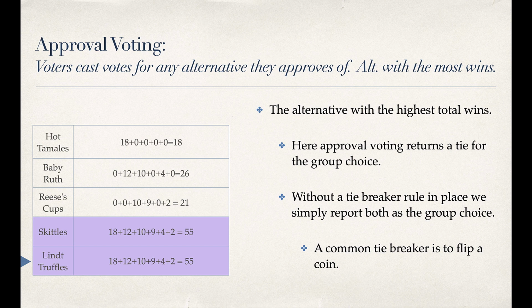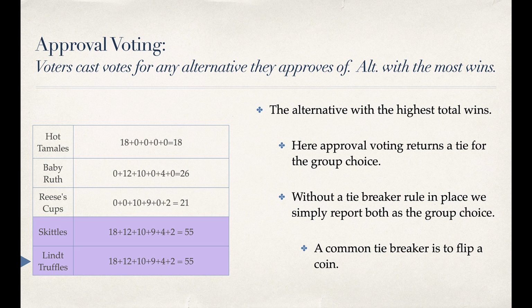But the most common tiebreaker to use with approval tends to be just flip a coin, because it's weird to do approval voting and then flip over to doing something like plurality. But you know, there's no rules on what the tiebreaker has to be. All right, that is it. That is the last of the voting rules.